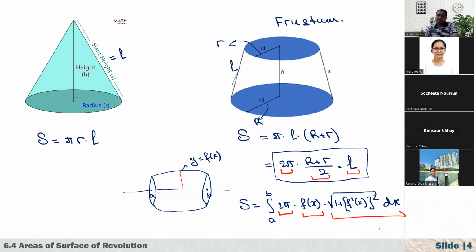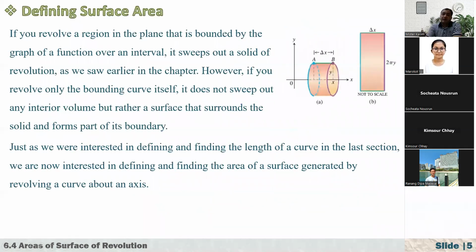Okay, so that's it. So now let's start. Suppose we are given a region in the plane that is bounded by the graph of a function over an interval AB. If you revolve it, it sweeps out a solid of revolution, because that solid is obtained by revolving a region. That's why we call it a solid of revolution. However, if you revolve only the bounding curve itself, not the region, it does not sweep out an interior volume, but rather a surface that surrounds the solid and forms part of its boundary.